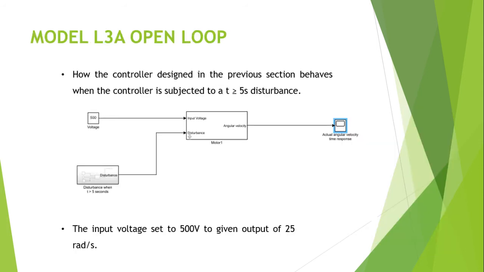In this part, we will examine how the controller designed in the previous section behaves when the controller is subjected to a disturbance at t more than or equal to 5 seconds. The controller setup and results of the effect of the disturbance are shown in the figure here. Here we can see the block diagram used for the open loop control with input voltage set up to 500 volt to give the output of 25 radians per second.